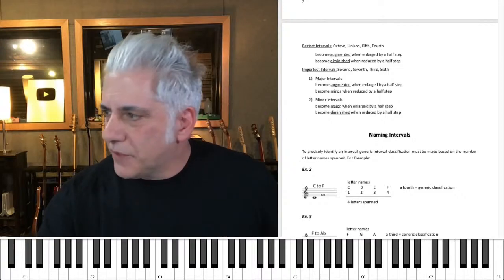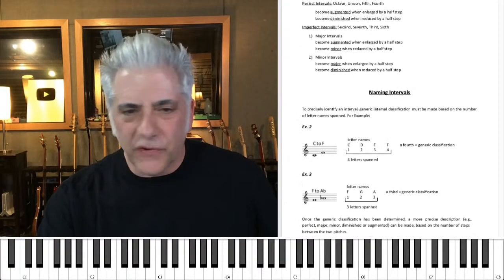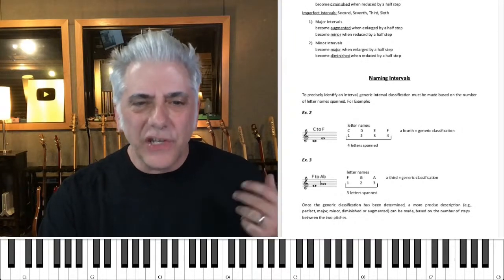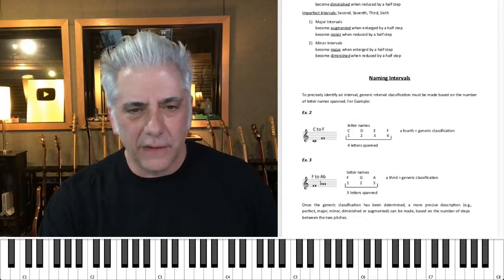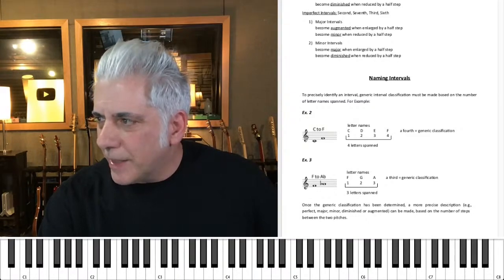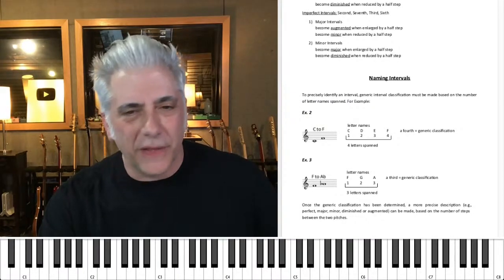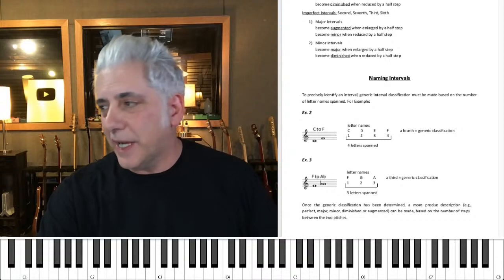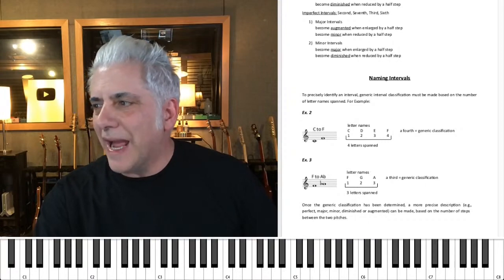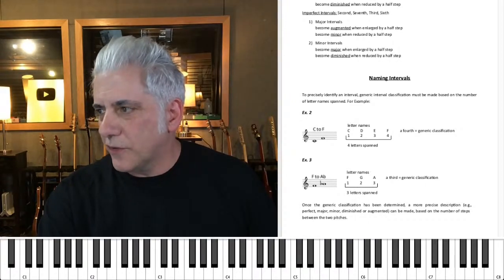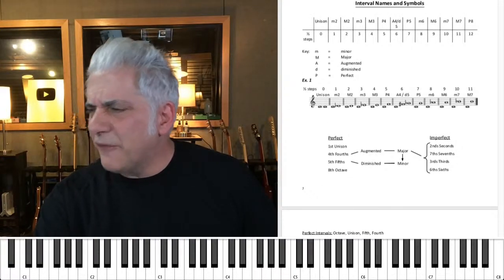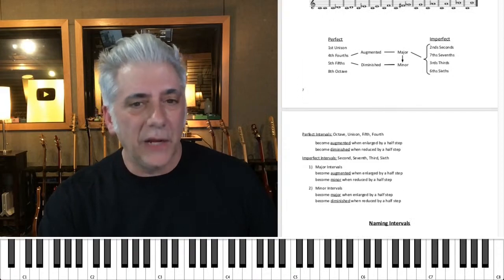Okay, so this goes in right here where it says naming intervals. Go back to the screen here. It says naming intervals, and it shows you. It's actually easier to visualize this, I think. If you just look at the bracket there, like C to F is 4 letter names spanned. So it's some type of fourth. That's what we call the generic classification. And then you look at the number of half steps spanned, and you go up to your chart that's up here, and you look, okay, perfect fourth is 5 half steps spanned, okay? If you count that, that's what it would be.